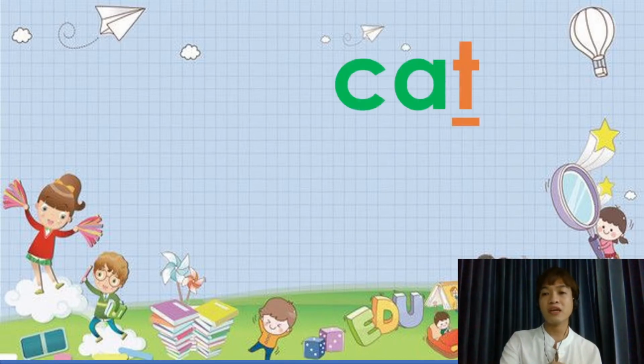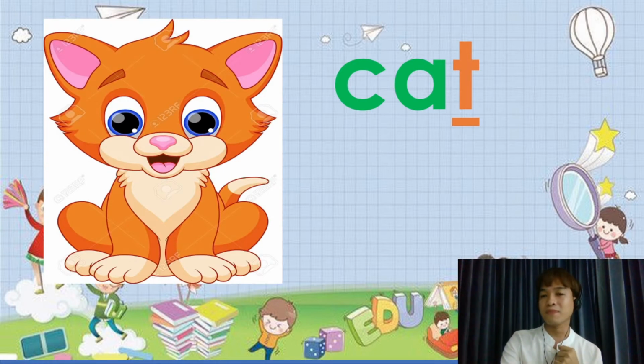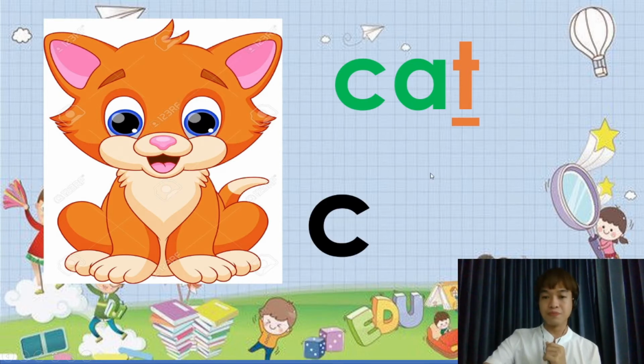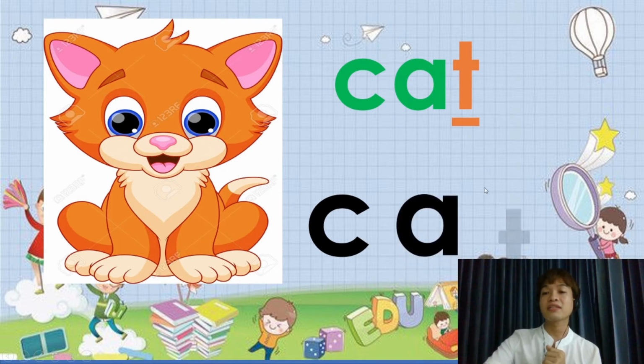Now we have here cat. Okay, what picture is it? It is a cat. Very good. Let's spell cat, C-A-T. Again, C-A-T. Okay, the final sound is T. It's letter T, cat. Okay, very good.